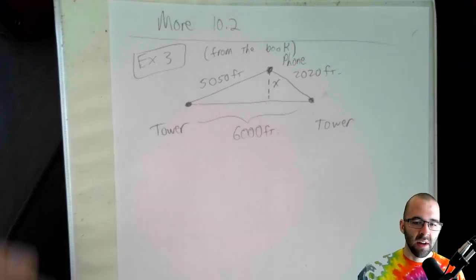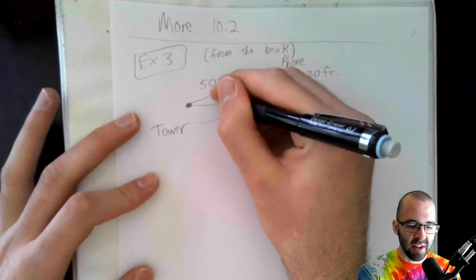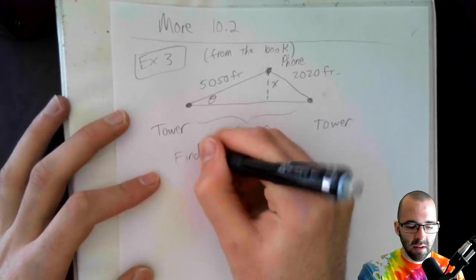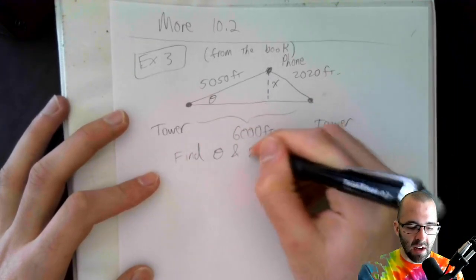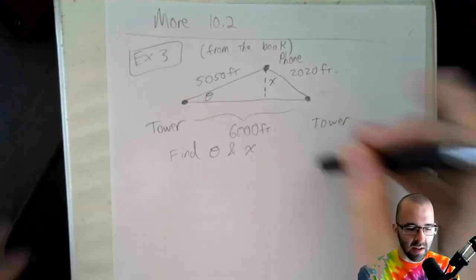Yes, that is definitely what it's asking. It's asking what this angle is. So we need to find theta and x. Oh, 2420? You're right. Thank you.